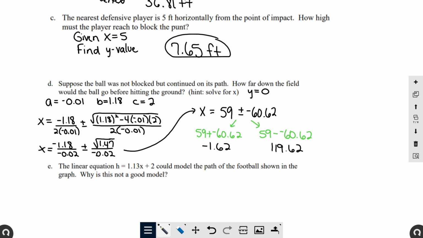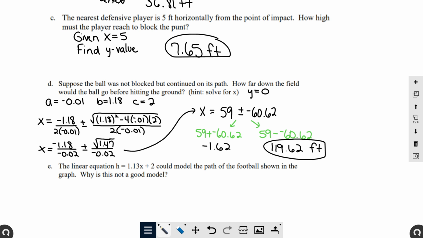Now, the question says, how far down the field would the ball go before hitting the ground? Are we going to use the negative answer? No, we can't go negative distance, so it would be the positive distance there on the right. Any questions? Y'all ready for the last question?